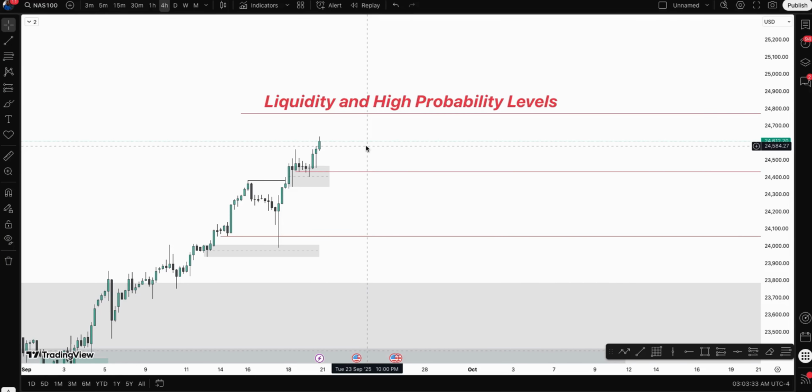So, what is liquidity? For me, I would say liquidity is where the money is hidden. That's it. So, where do you find liquidity?